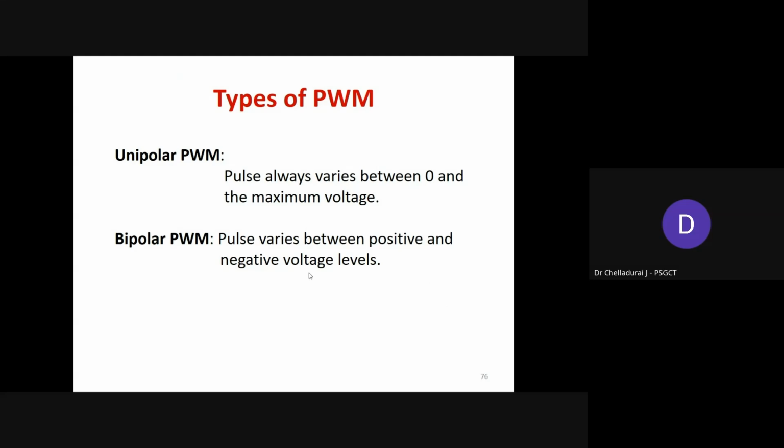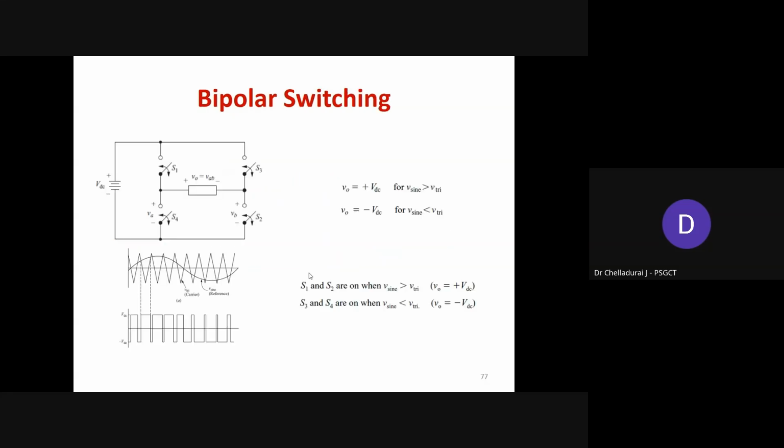Next, very important, that is types of PWM techniques. All these previous concepts can be used in unipolar or bipolar arrangement. Unipolar means, let us consider this single phase inverter topology. In this single phase inverter topology, there are 4 switches, S1, S2, S3, S4. In bipolar switching configuration, one sine wave is compared with the high frequency carrier.